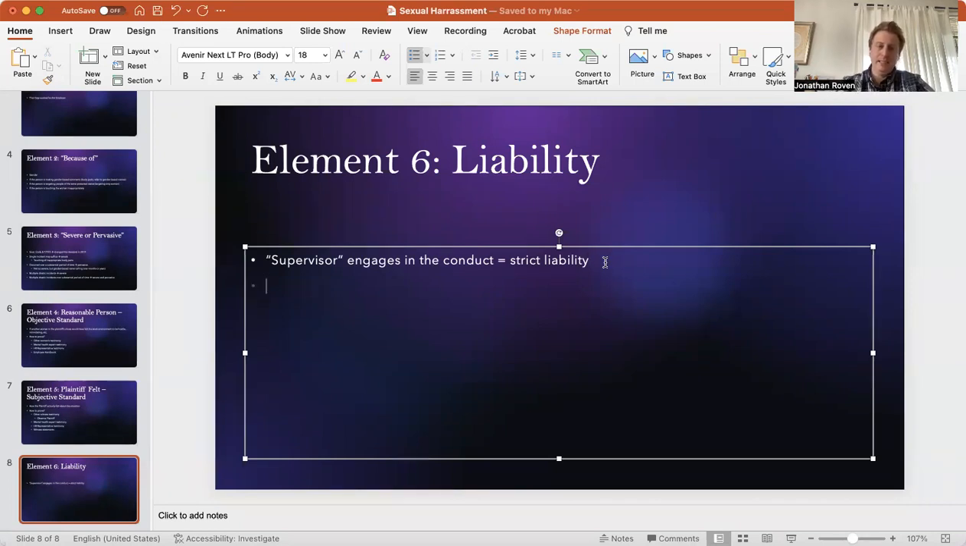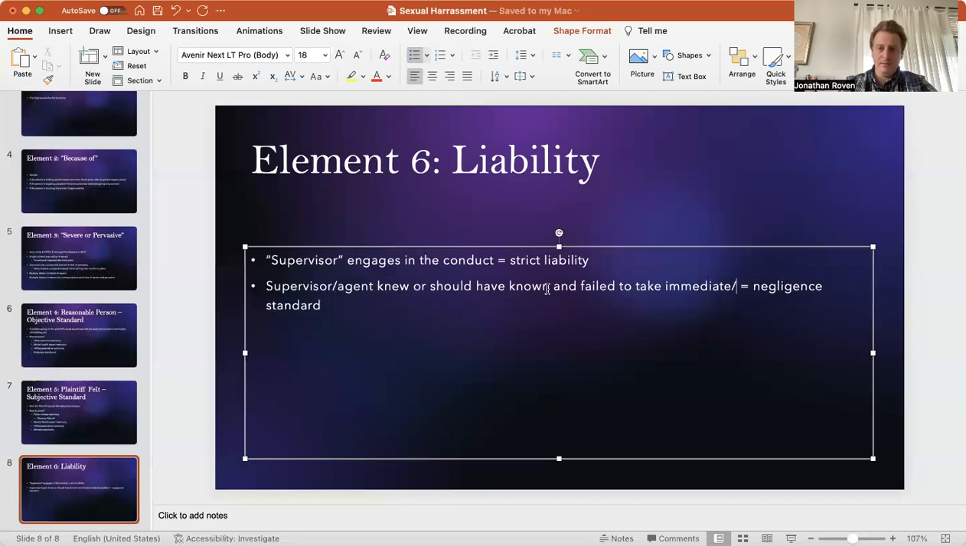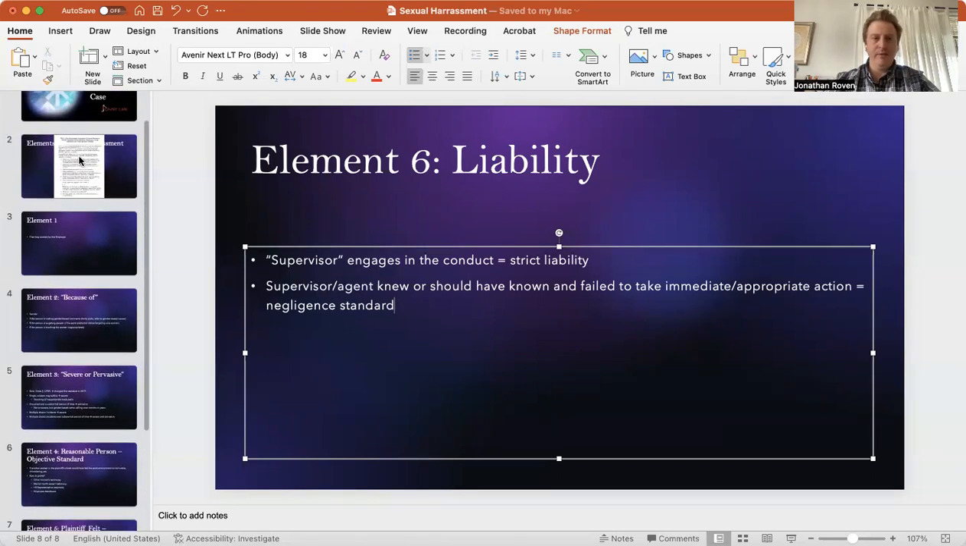And the second is supervisor or agent knew or should have known. Then it goes to a negligence standard. So knew or should have known and failed to take immediate appropriate action. That would place it in negligence. So then you have to prove that they knew it or should have known about it, that it was so obvious that they should have known, and that they failed to take immediate preventive action to prevent it from happening again.